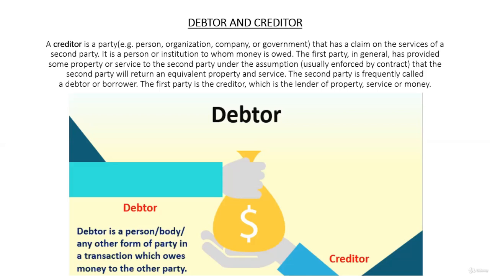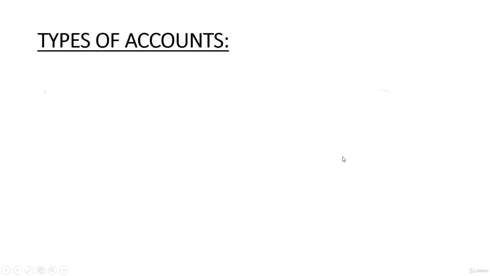So whenever I purchase on credit, my creditors will increase, and if I make a credit sale, I am allowing someone to purchase goods from me on credit, then my debtors will increase. Why? Because my cash will increase in the near future. I can take the amount from that person in the near future, so this will become my asset. Now this is about the debtors and creditors.